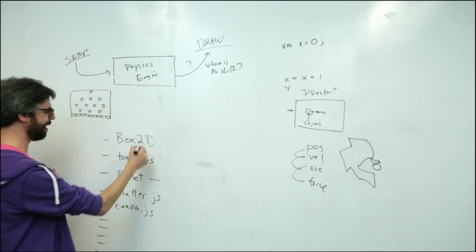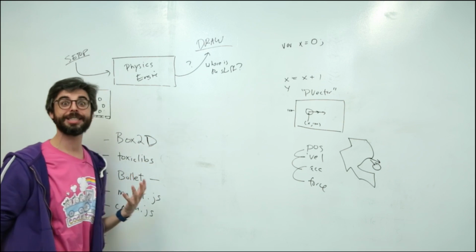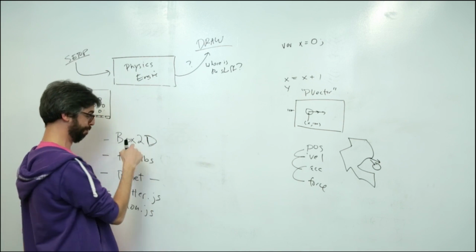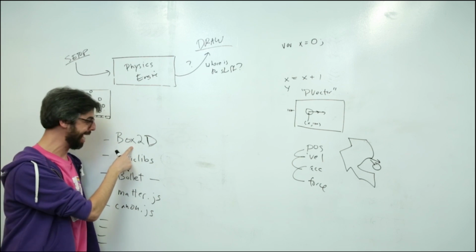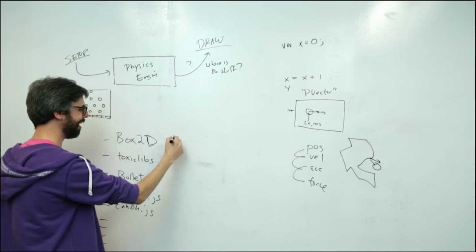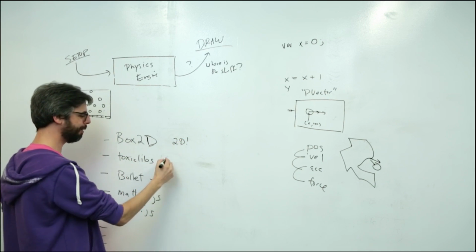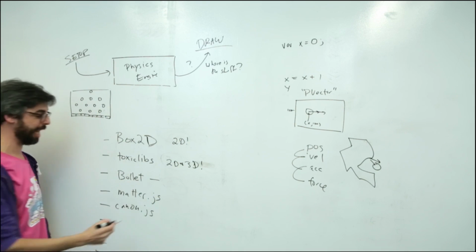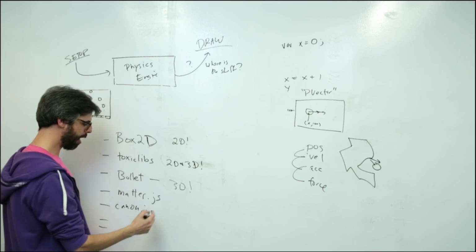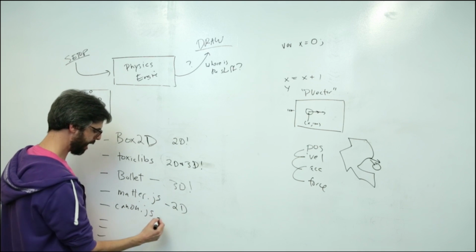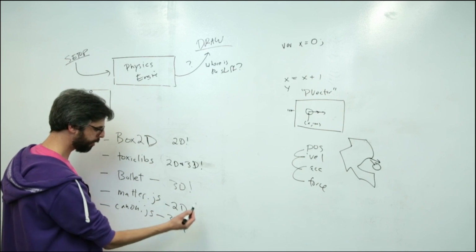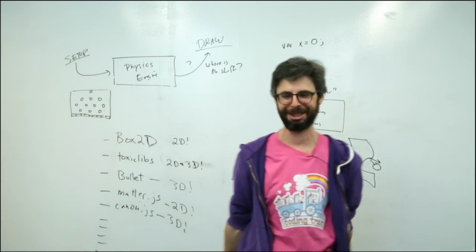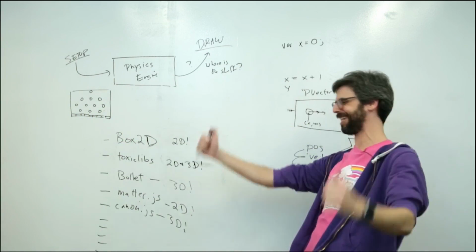One thing that you might consider is whether you can do this in 2D or 3D. So Box2D, as you might have noted by the name, is 2D only. Toxiclibs has both 2D and 3D physics. Bullet is a 3D physics engine. Matter.js is 2D. And cannon.js is 3D. So I don't know why they all get an exclamation point, but they're very excited about their number of dimensions. I am a 2D physics engine.